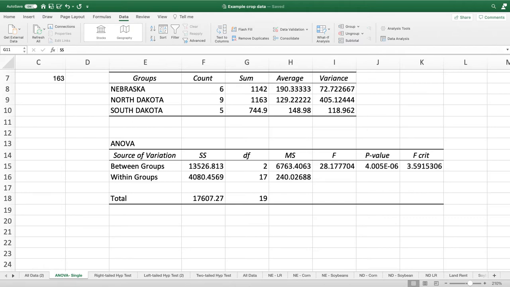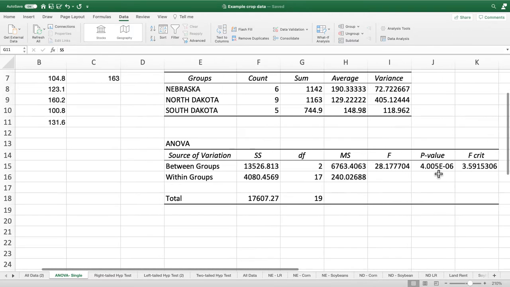Next, we've got our F statistic. That's just that critical score. We've got our p-value, and again, we want this to be less than 0.05 in order to reject our null hypothesis. And then we've got this F critical value over here.